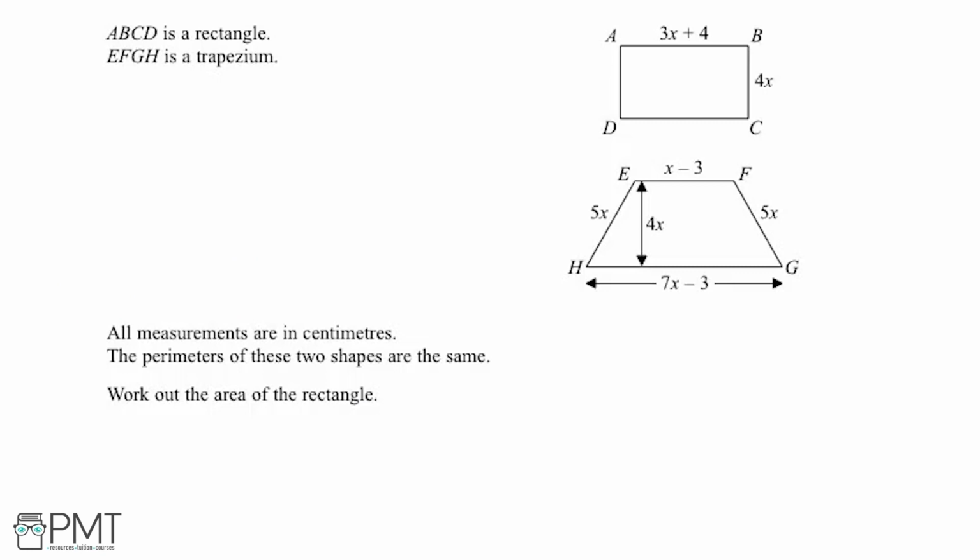ABCD is a rectangle and EFGH is a trapezium. All measurements are in centimetres and the perimeters of these 2 shapes are the same. And the aim of the question is that we need to work out the area of the rectangle. And this is for 5 marks, so it's quite a big question, so we need to work through this logically, step by step. So first I'm going to take a look at both these shapes.